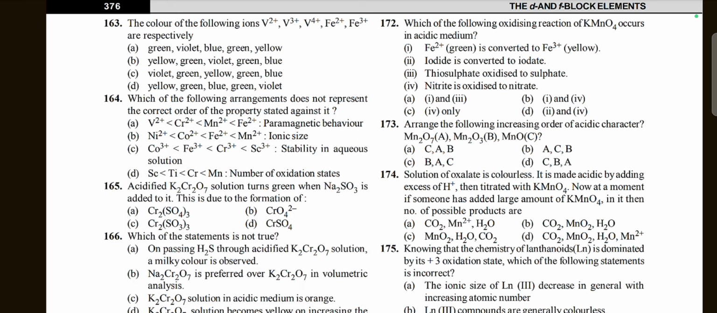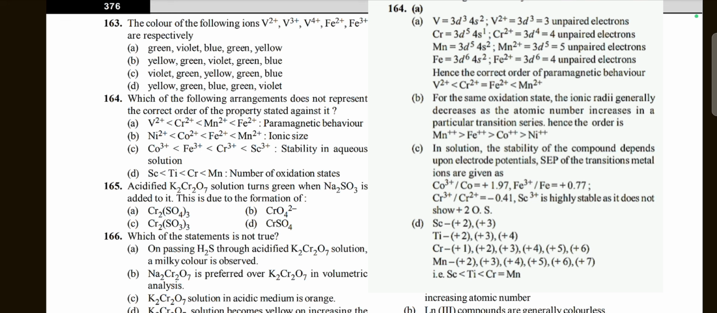Which of the following arrangements does not represent the correct order of properties stated against it? So here option A is incorrect, because the order should be Mn2+ greater than Fe2+ equals Cr2+ greater than V2+, because Mn2+ has 5 unpaired electrons, Fe2+ and Cr2+ have 4 unpaired electrons, and V2+ has 3 unpaired electrons.